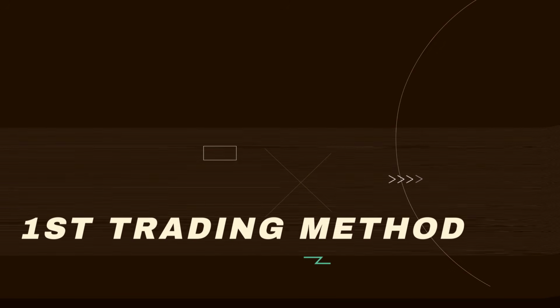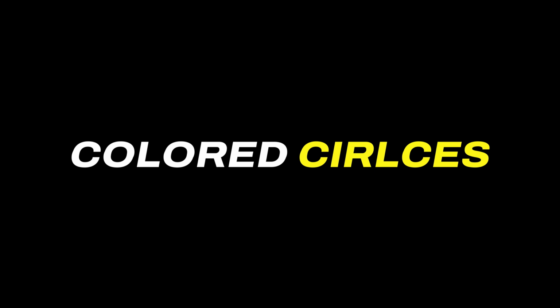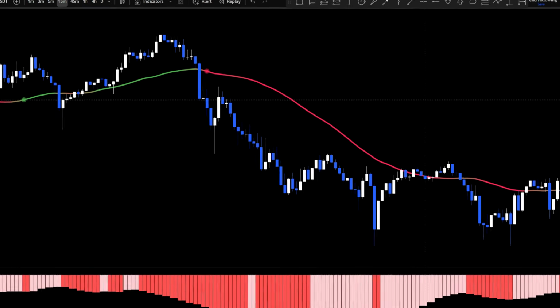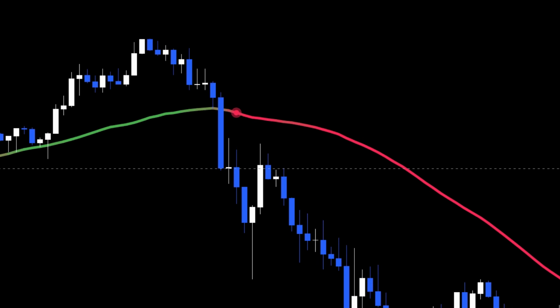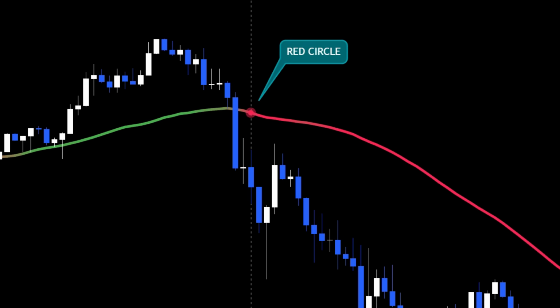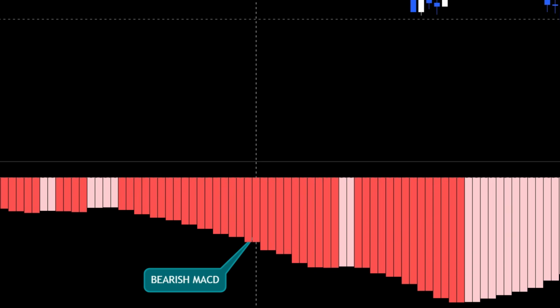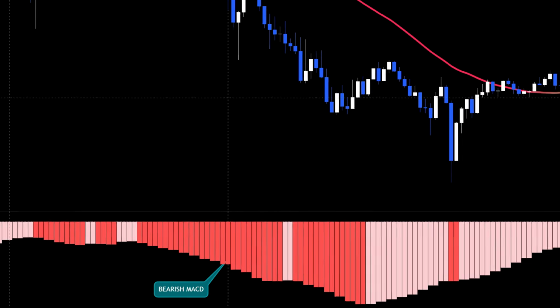The first way is by using the color dots from our Deviation Trend Profile indicator. Check out this example on the chart. The Deviation Trend Profile indicator just popped up a red dot, meaning a bearish trend might be starting. Then, let's look at our CM-MACD indicator. Yep, the MACD is also showing bearish momentum, so this is a confirmed sell signal.